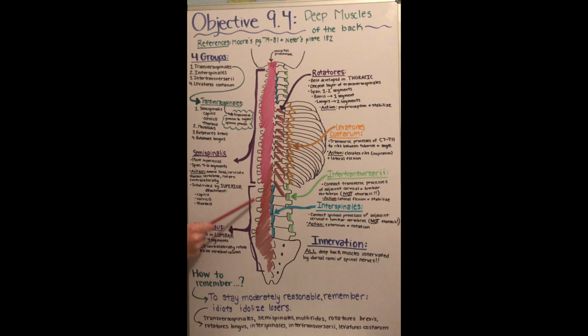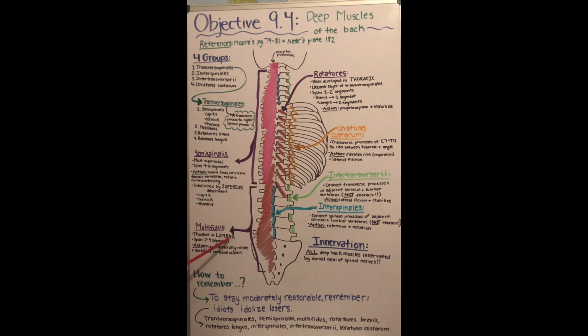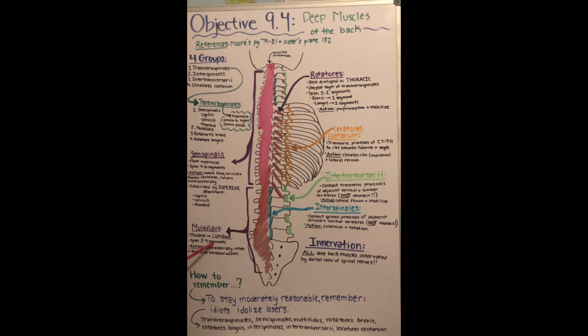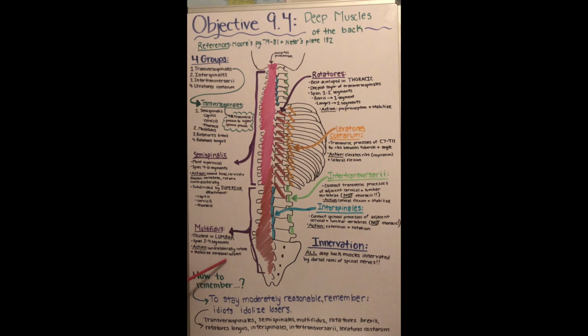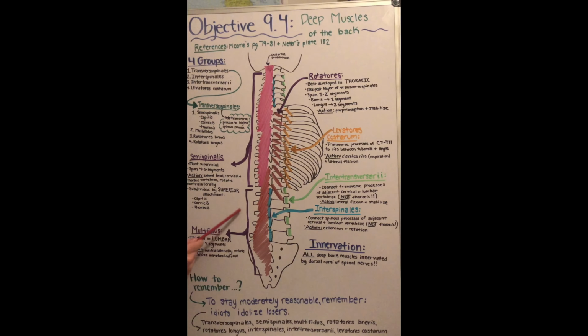They consist of short triangular muscular bundles that are thickest in the lumbar region. They span 2 to 4 segments, and the action is to contralaterally rotate and stabilize the vertebral column.